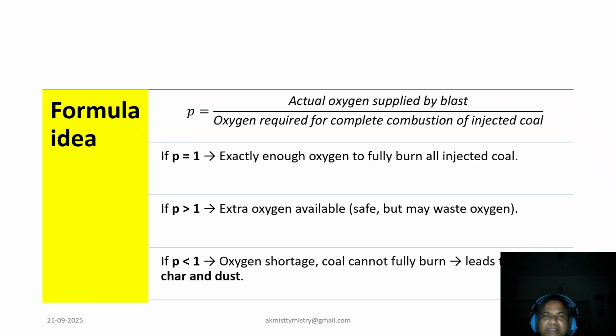If P is greater than 1, you have extra oxygen. This is generally a safe operating condition, but it might be inefficient as you could be using more oxygen than necessary. The real danger lies when P drops below 1. This indicates an oxygen deficit. The coal will not burn completely, resulting in the creation of unburnt particles, which causes significant problems that we will explore next.